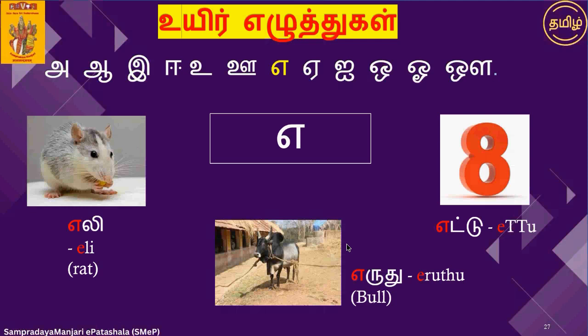So, again, we'll repeat once. You all please repeat once or twice in mute with me. A. Eli. A. Ettu. A. Erudu. Any doubt? Okay. Eli, Ettu, Erudu.